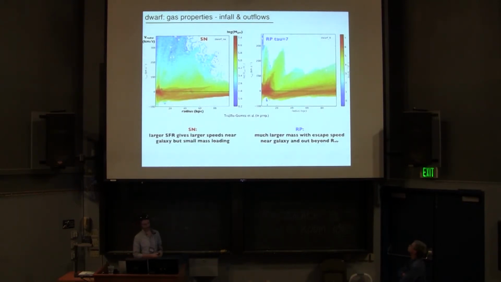And finally, if you stretch out that plot as a function of radius, you can see that in the supernova model there are outflows to very large velocities, but very, very small mass. Not a lot of it reaches the virial radius. Whereas in the radiation pressure case, it's more bursty. Each of these is a burst of star formation that produces an outflow with a much larger mass loading factor.